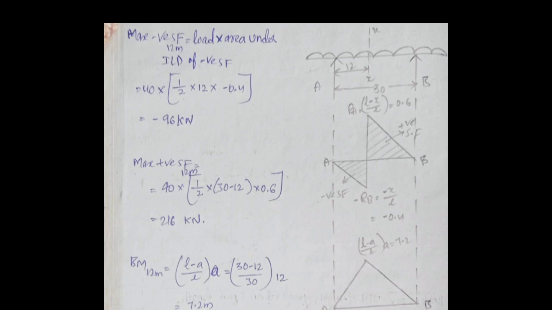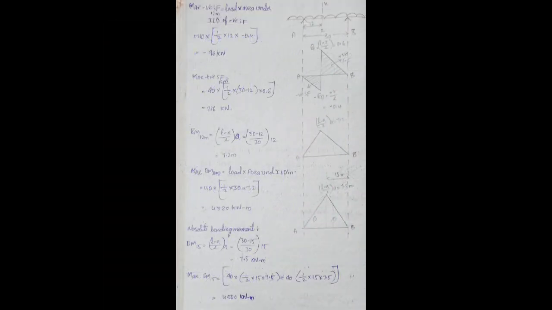So similarly, maximum positive shear force equals load 40 into area of triangle, half into base into height. Height is 0.6, base is the remaining distance, 30 minus 12. The positive shear force represents when the UDL is placed towards the right side of the section. So it takes care of that.